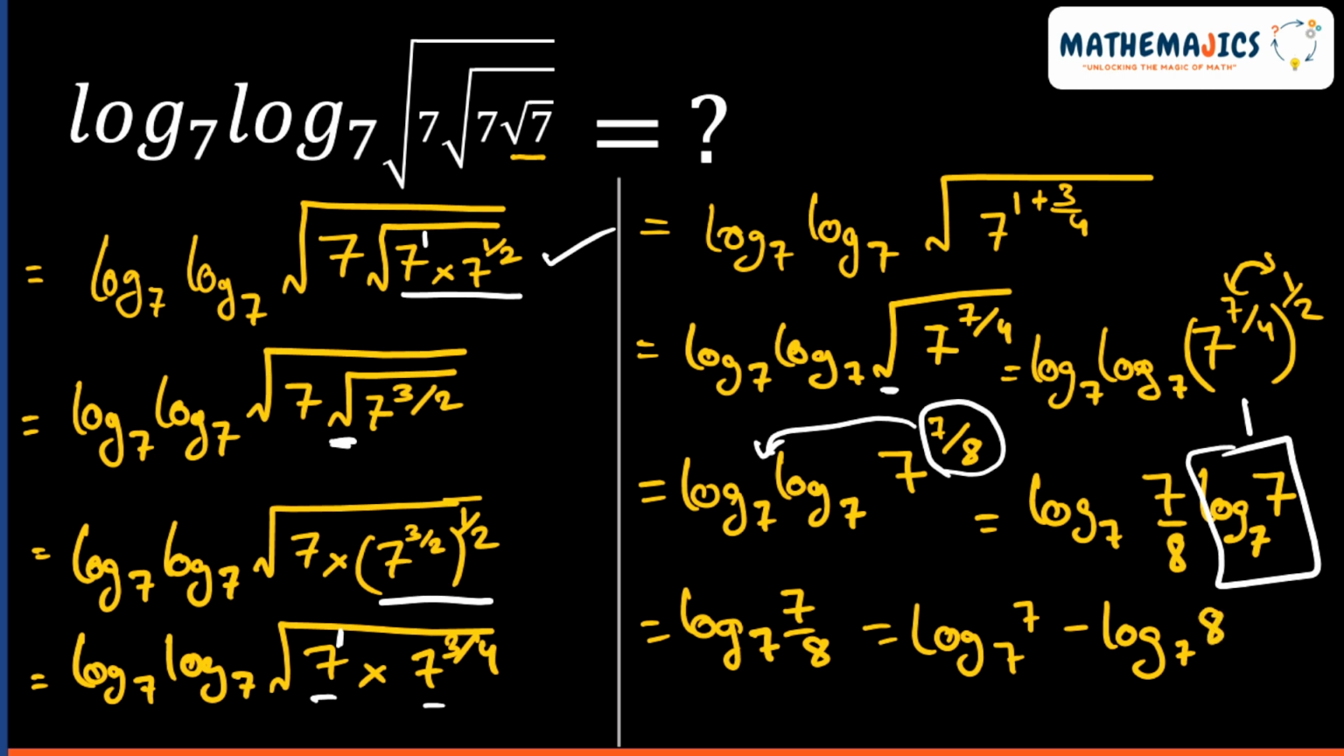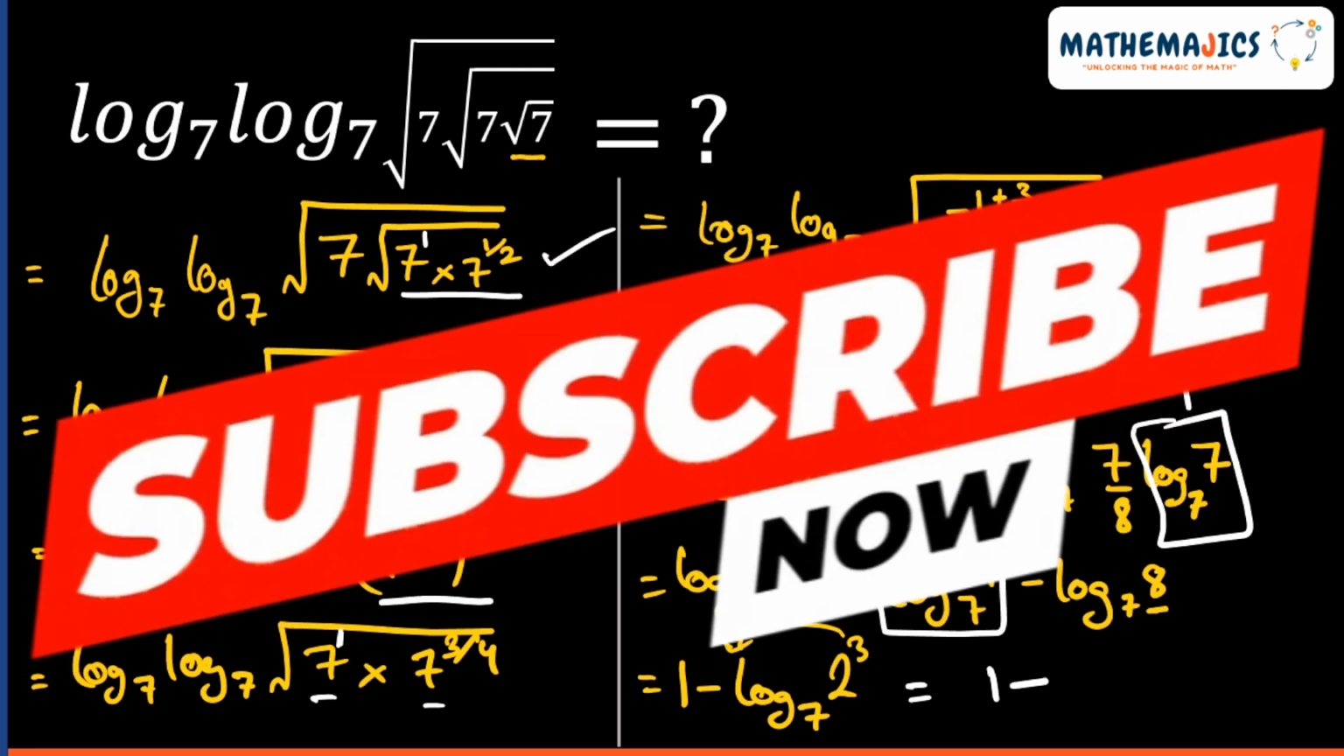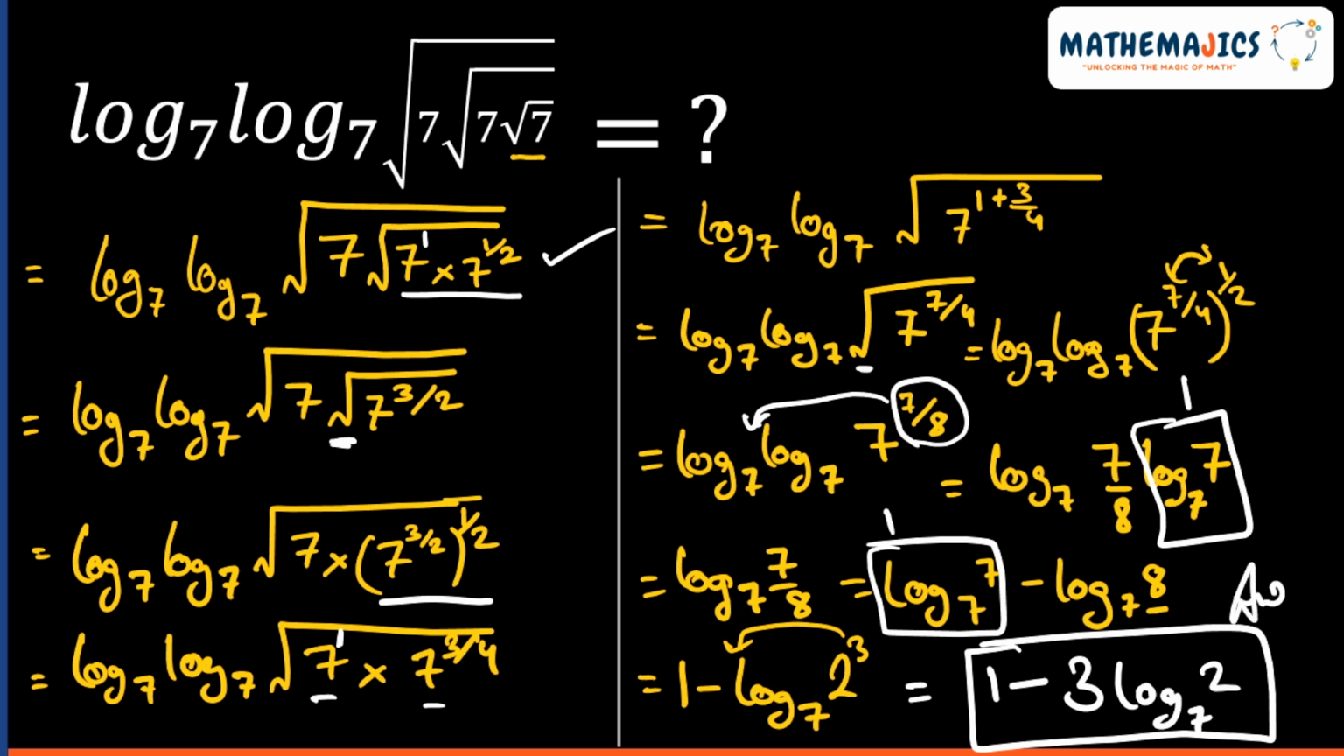Correct. Now, as log base 7 of 7 was 1, same thing will happen here. This will become 1. Correct. So, let's write it down. So, this will be written as 1 minus log 7 of 8. Now, this 8 can be written in a different way. This can be written as 2 raised to power 3. Correct. Now, this power 3 will come over here. So, the most simplified form of this answer will be 1 minus 3 log base 7 of 2. This will be the most simplified form of this question.